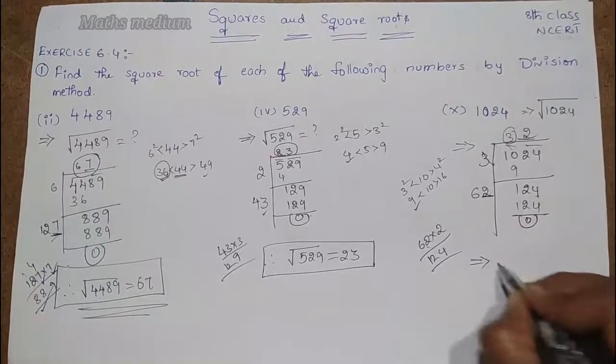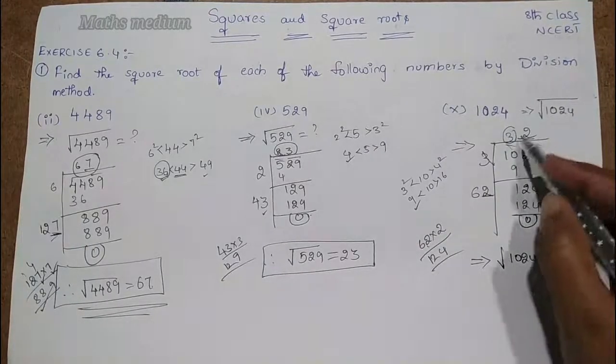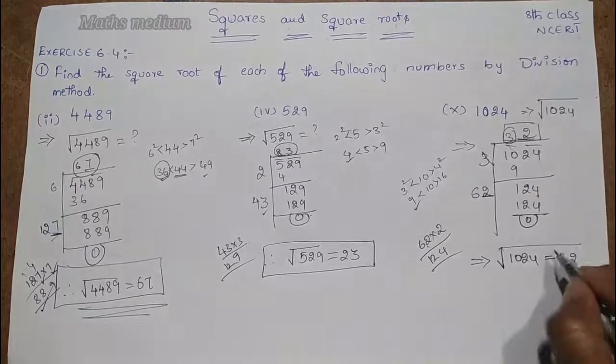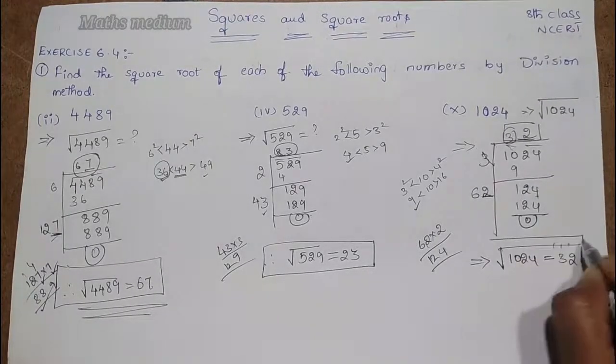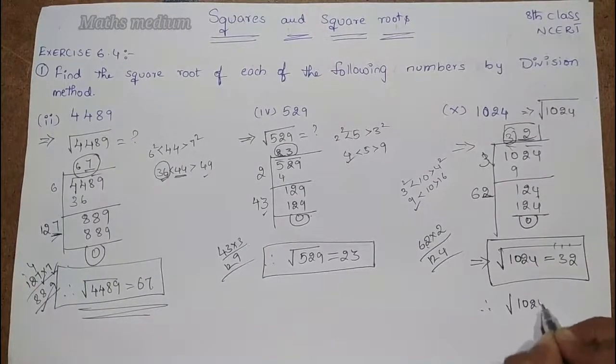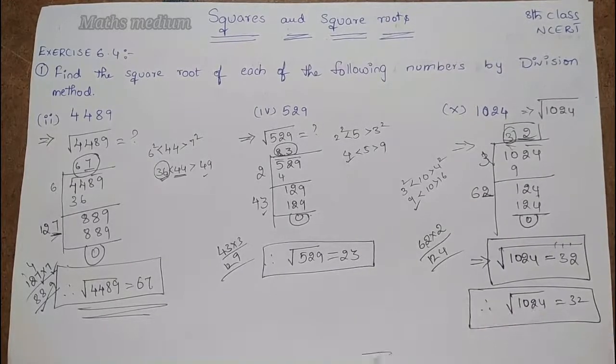Now the square root of 1024 is equal to the quotient, that is 32, as the answer. Therefore, the square root of 1024 is equal to 32. This is the answer for the given question.